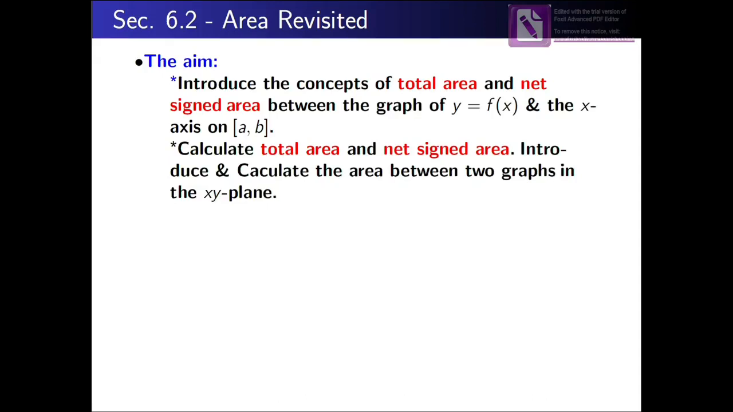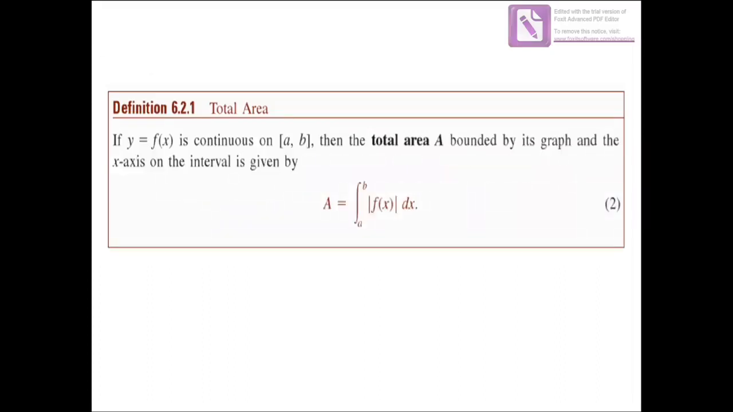Section 6.2 Area. The aim of this section is to introduce the concepts of total area and net signed area between the graph of y equals f(x) and the x-axis on the closed interval a to b. Then, to calculate total area and net signed area, we introduce and calculate the area between two graphs in the xy plane. So first let us start with Definition 6.2.1, which is the definition of the total area.